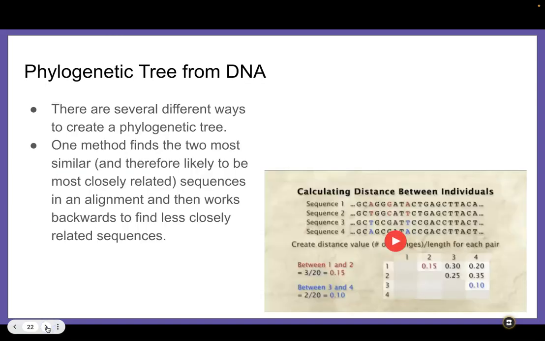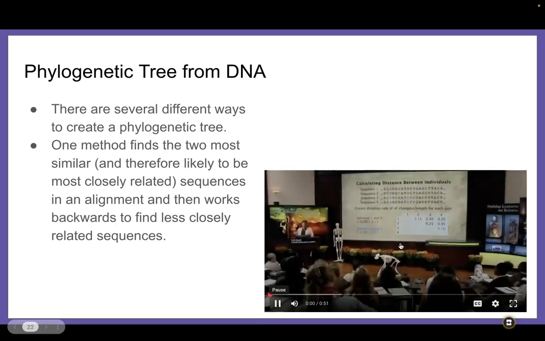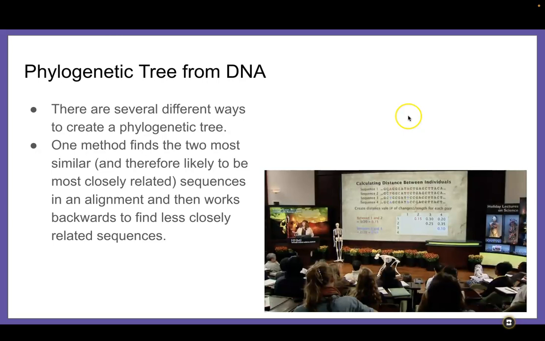And then the phylogenetic tree from our DNA. There are several different ways to create a phylogenetic tree. One method finds the two most similar and therefore likely closely related sequences, aligns them, and then works backwards to find less closely related ones. Every single individual mutation, we can just summarize based on all the diversity how close two lineages or two sequences are.